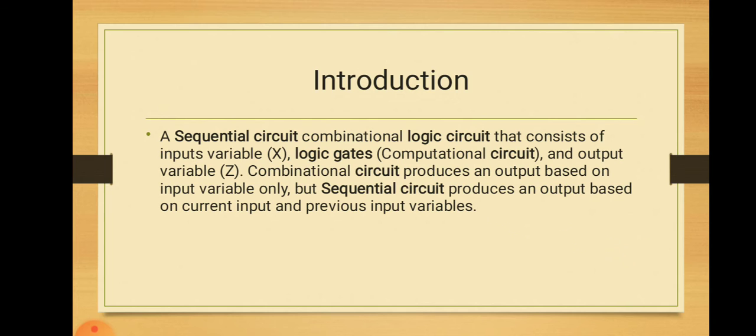Then introduction, a sequential circuit, combinational logic circuit that consists of input variables x, logic gates and output variable. Combinational circuit produces an output based on the input variable only, but a sequential circuit produces an output based on a current input and previous input variables.